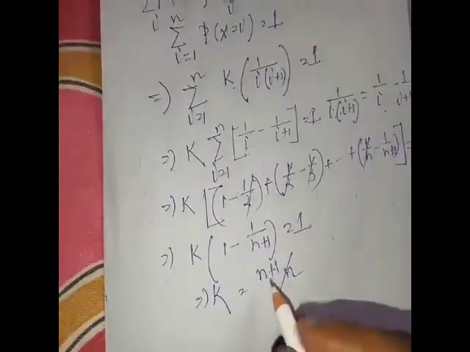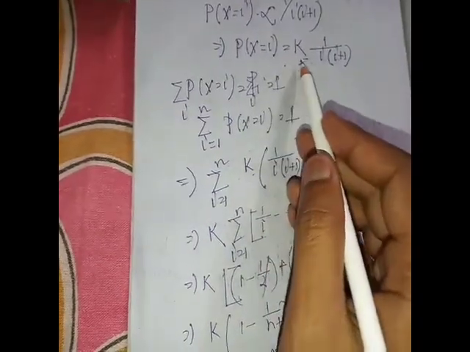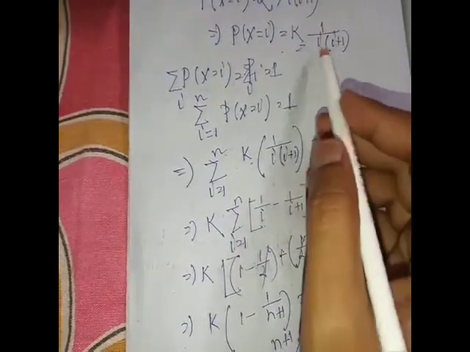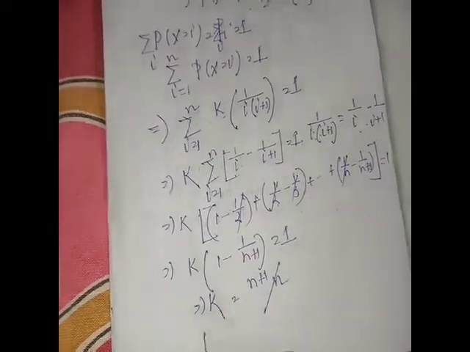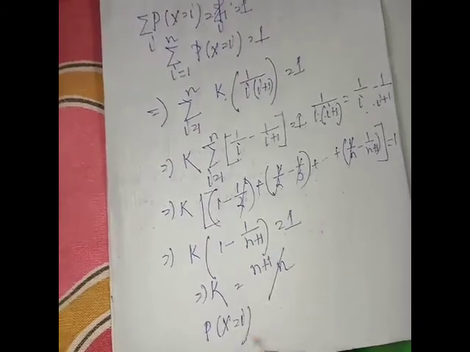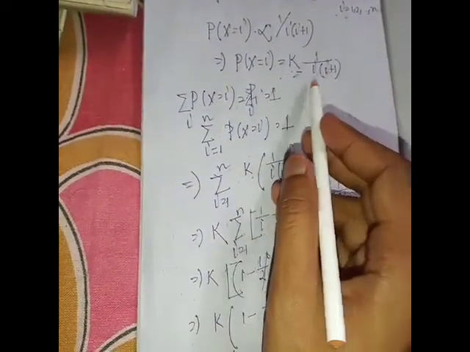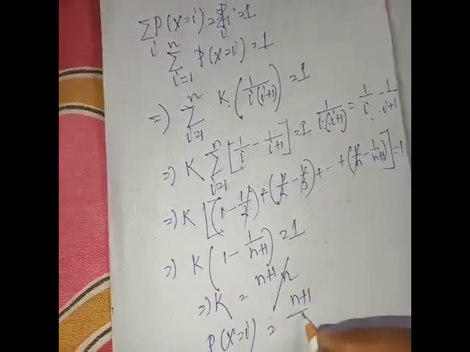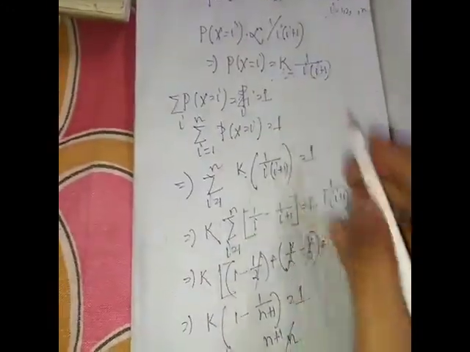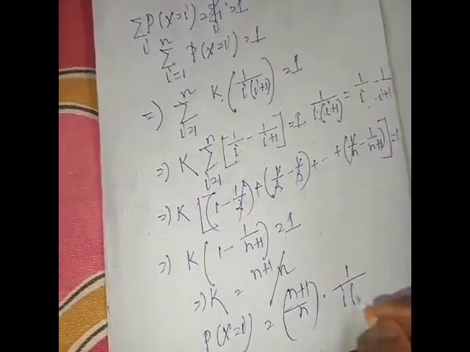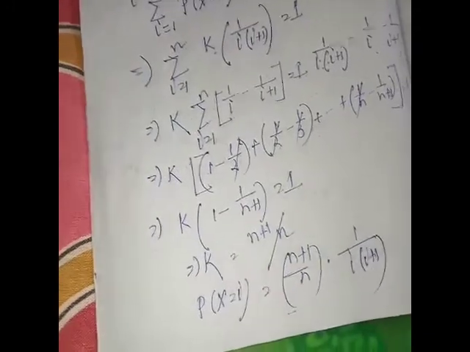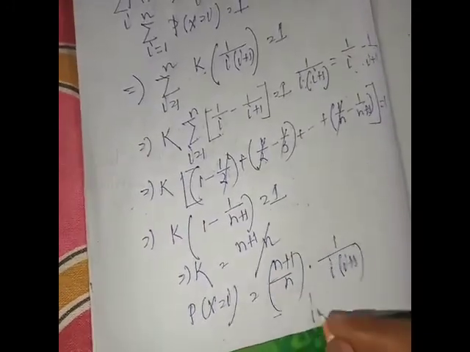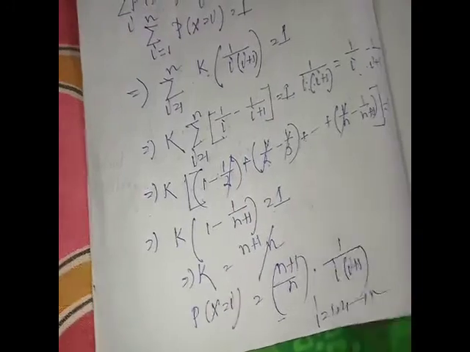Since P of X equal to i is k into 1 by i into (i plus 1), we put the value k equal to (n plus 1) by n. So the probability of X equal to i is (n plus 1) by n into 1 by i into (i plus 1), where i is 1 to n.